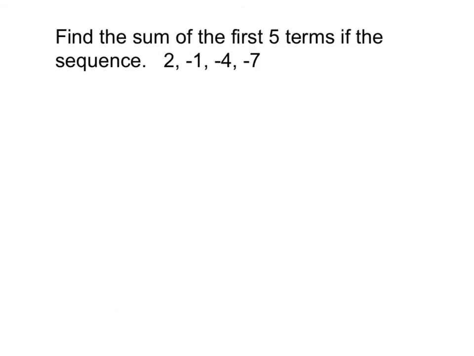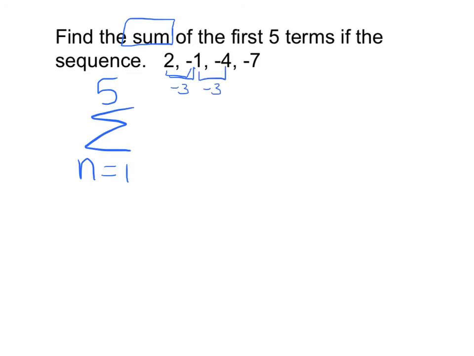My next example says find the sum of the first 5 terms of the sequence. Okay, so again, sum is telling me straight sigma notation. First 5 terms, I'm going to let n equal 1 to 5. And then I just need to find the rule. So again, ask yourself, what's happening between each one? How do I go from 2 to negative 1? Well, I would say I would subtract 3. Negative 1 to 4, subtract 3. Negative 4 to 7, subtract 3.